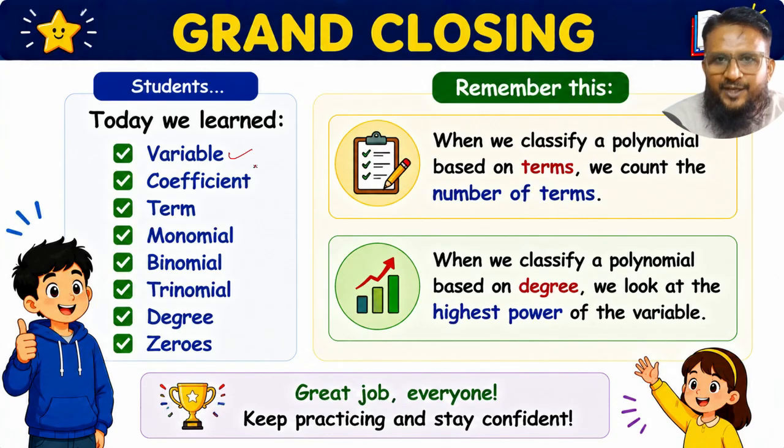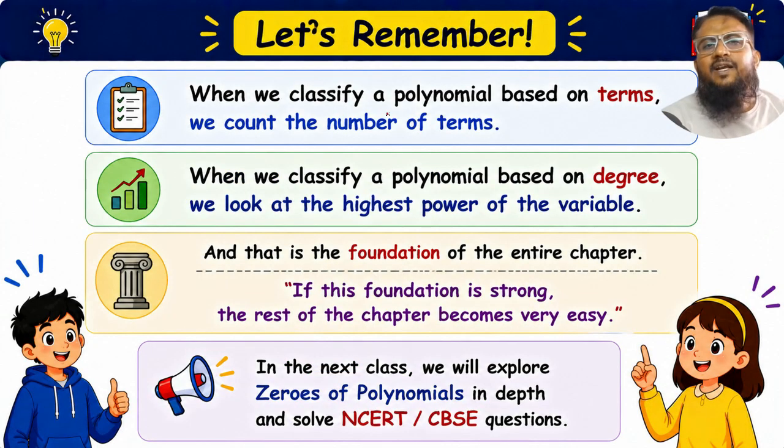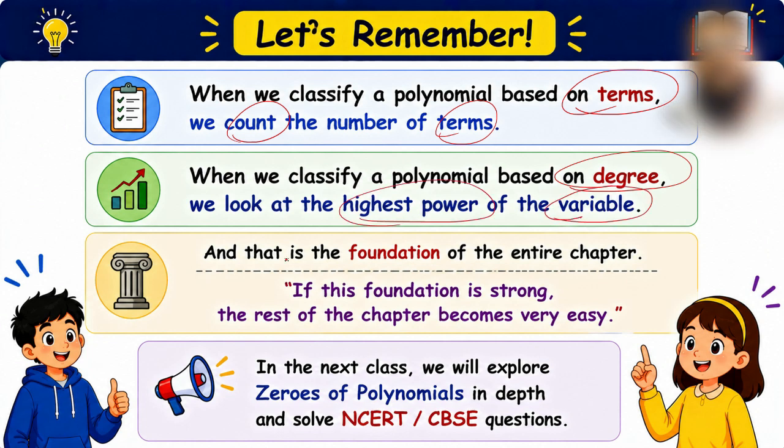Today you learned variable, coefficient, term, monomial, binomial, trinomial, degree and zeros. Students, when we classify a polynomial based on terms, we count the number of terms. When we classify a polynomial based on degree, look at the highest power of the variable, and that is the foundation of the entire chapter. If the foundation is strong, the rest of the chapter becomes very easy. In the next class, we will explore zeros of polynomial in depth and solve NCERT and CBSE questions.